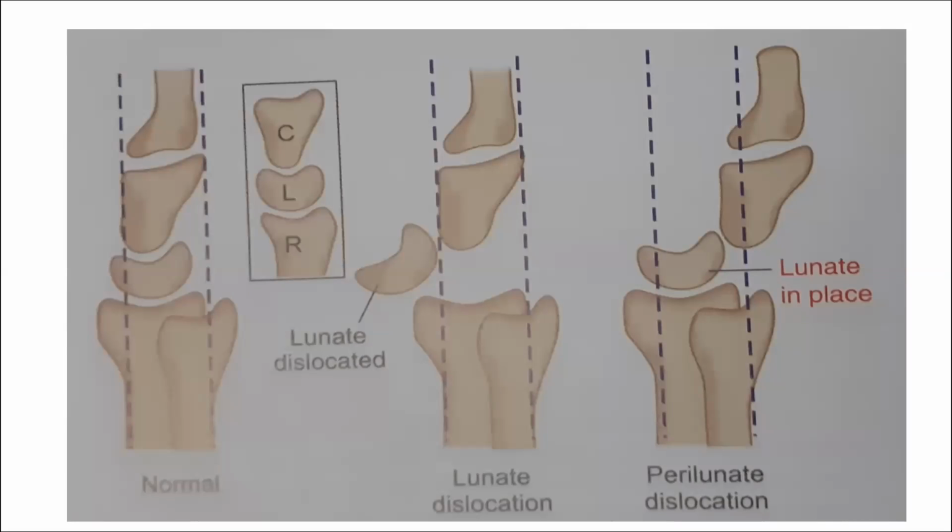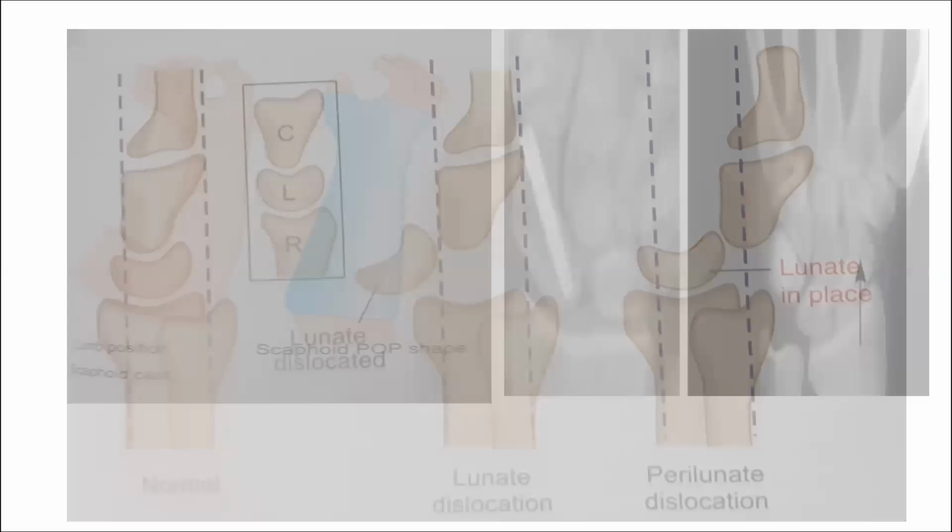They can be associated with lunate dislocation, because you can see that the capitate, lunate, and the radius are in the same line in the lateral X-ray. But if the lunate is dislocated, the lunate is seen volarly in lunate dislocation. While in a perilunate dislocation, the lunate remains in place, but the other carpals are displaced. So this is a perilunate dislocation. This is commonly associated with scaphoid fractures.